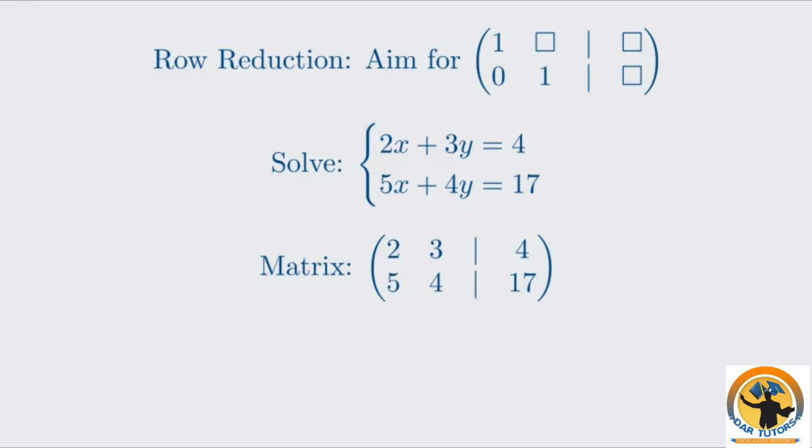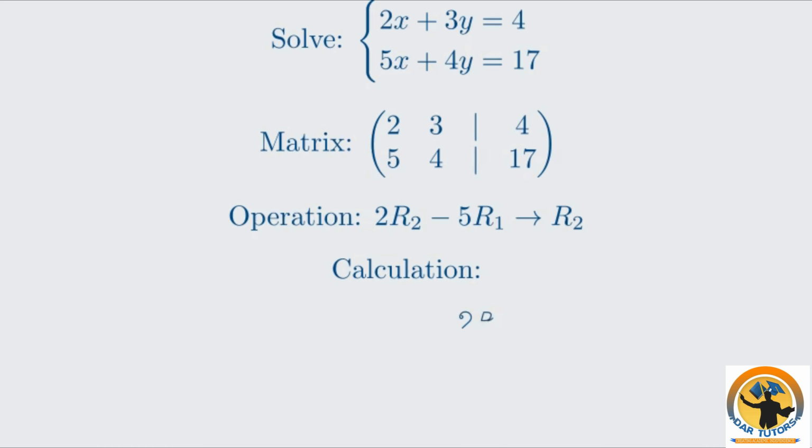First, let's get a 0 in the bottom left corner. We can replace row 2 with 2 times row 2 minus 5 times row 1. This will eliminate the x term from the second equation. So, we perform the operation 2r2 minus 5r1 arrow r2. The first row remains unchanged.